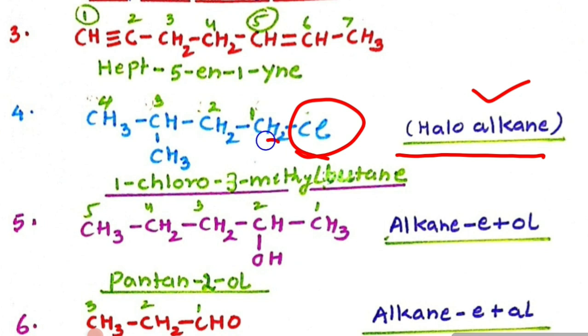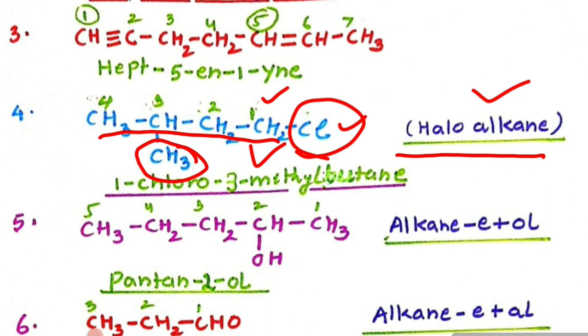So you have to select the longest chain containing the carbon atom on which this halogen is substituted, and here there is a branch which is nothing but a methyl group, and hence the name of the compound will be 1-chloro. You have to number the carbon atoms in such a way as to get the lowest number to the carbon atom on which this halogen is substituted.